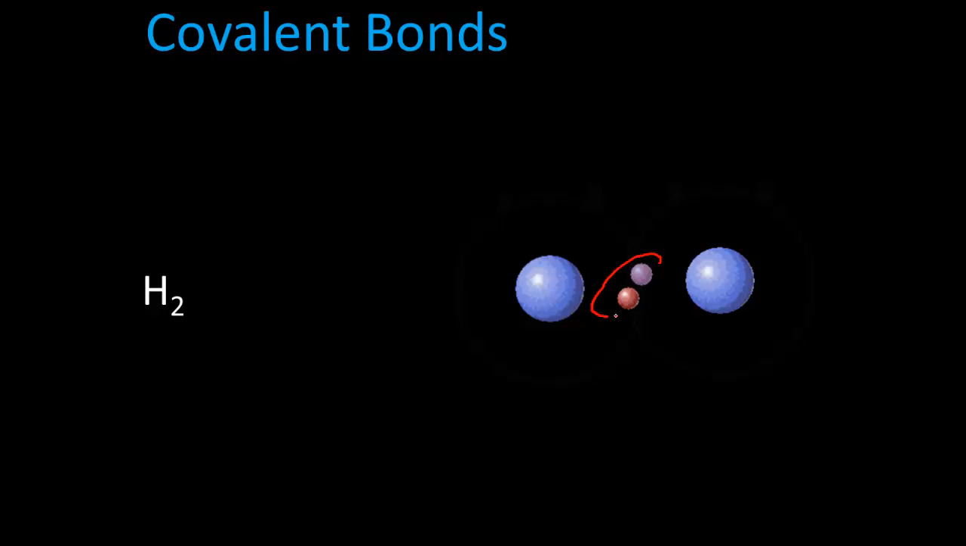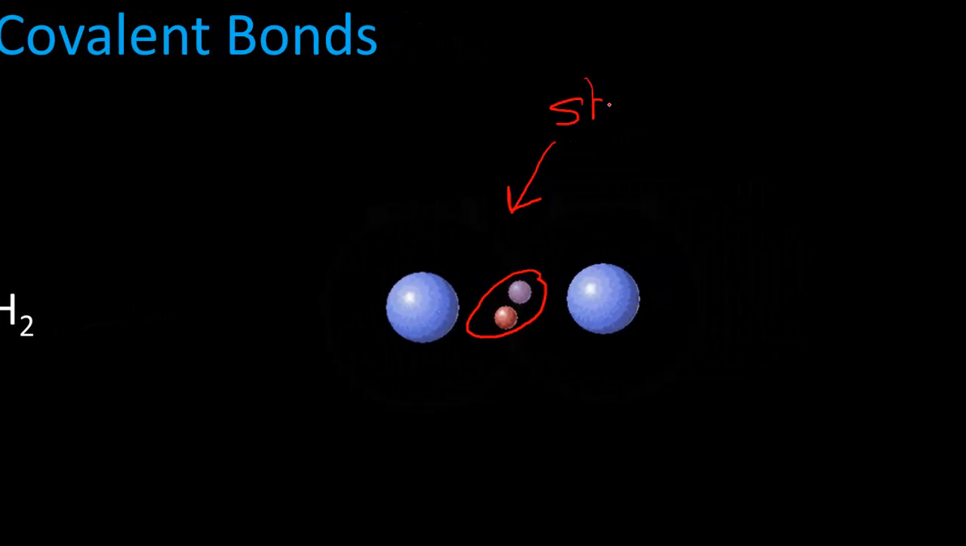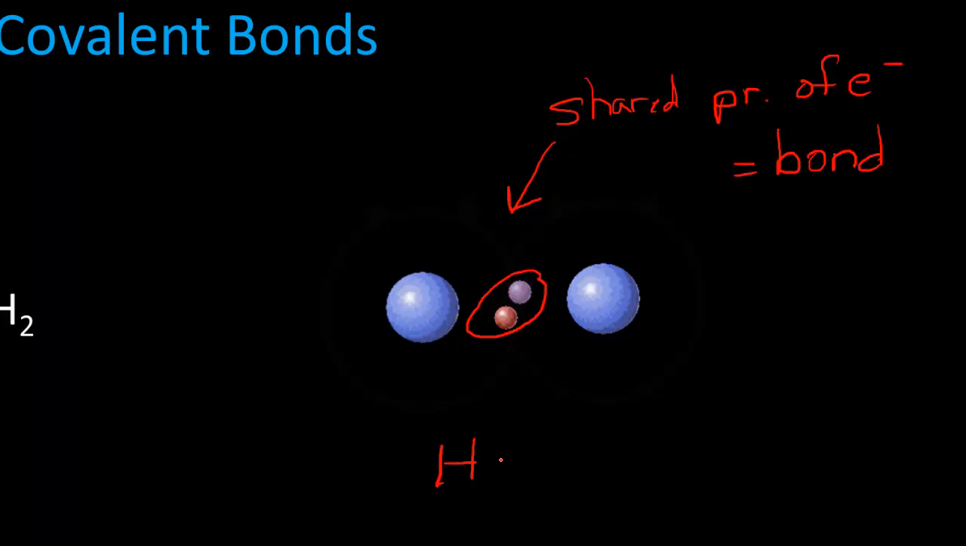So right here we have a shared pair. This is a shared pair of electrons. And one shared pair of electrons equals a bond. So right here we have a single bond. And this is what a hydrogen molecule looks like. We denote a single bond with a line between the two. It is not H minus H. It is hydrogen single bonded with another hydrogen.